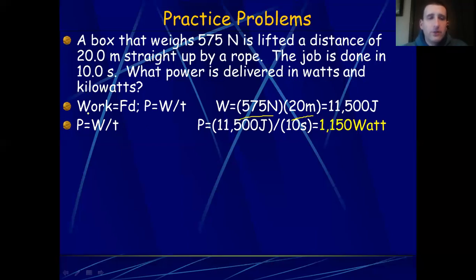Now, we could have done it with less power. If we want that power number to go down, we just have to make the time bigger. So if we lifted it in 20 seconds instead of 10 seconds, it would only be 575 watts. If we lifted it in 100 seconds instead of 10 seconds, it would only be 115 watts. So we can drive the power number down by increasing the time.